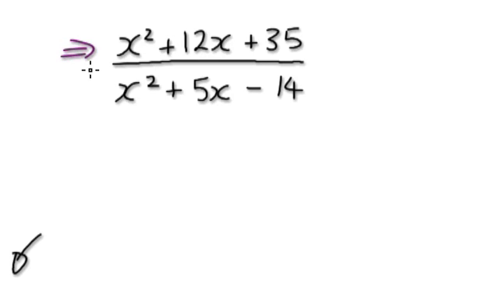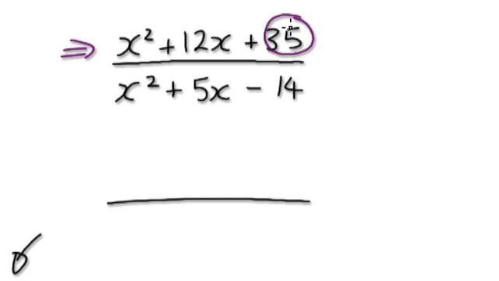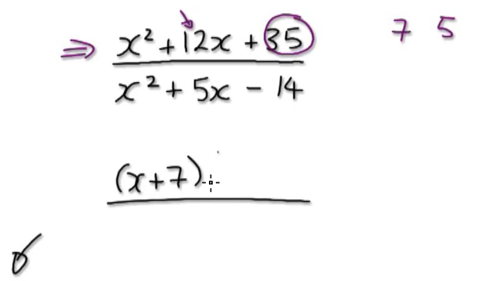Okay, so looking at the first one here, you're trying to factorize it. Your eyes zoom into the 35. Two numbers multiplied together must give you 35, but when added together give you 12. A 7 and a 5 pops up. When you add the 7 and the 5 together, it gives you 12. So to factorize the top line, we need a 7 and a 5. It will look like this: x plus 7, and then x plus 5.